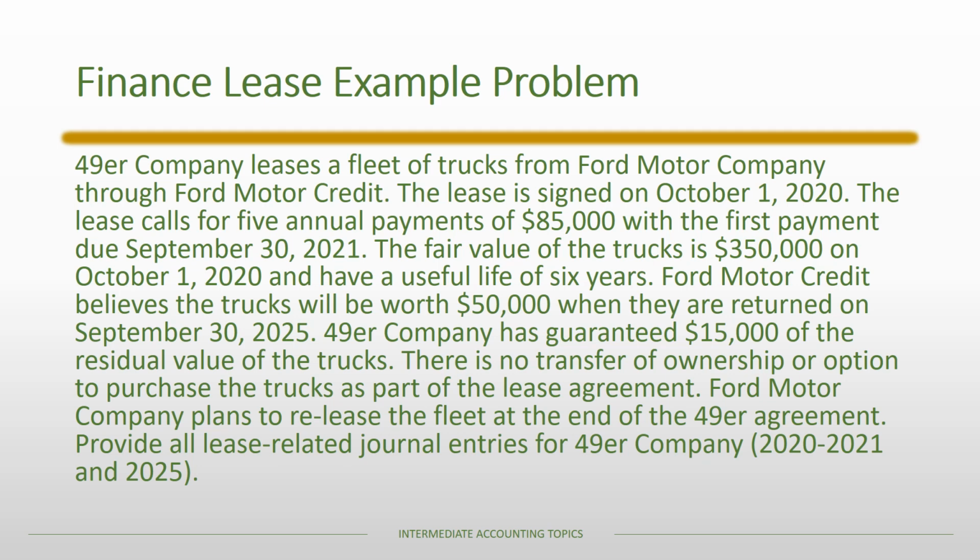First of all, you can see that the lease is signed on October 1st. There are annual payments, and the payments are at the end of each annual period. We have the fair value of the trucks at the time the lease is signed. We have an estimated residual value. There is a partial guarantee on the residual value, and some other things going on there as well. So basically, we're going to take this information and provide the journal entries for 2020, 2021, and then 2025.